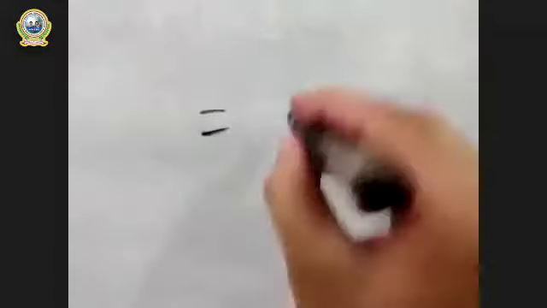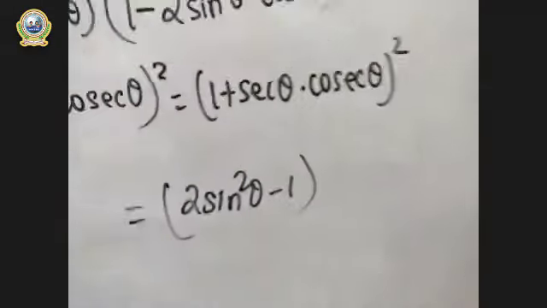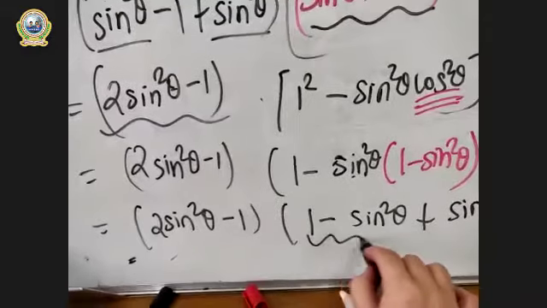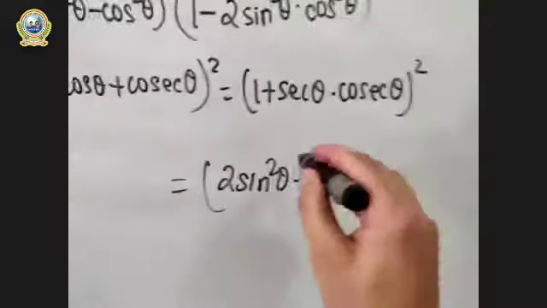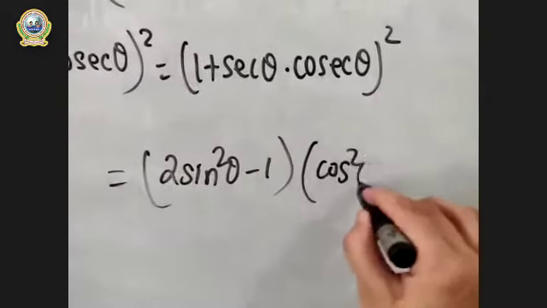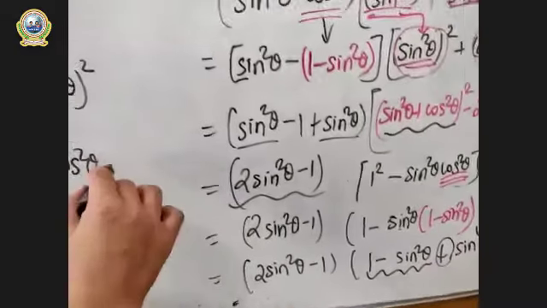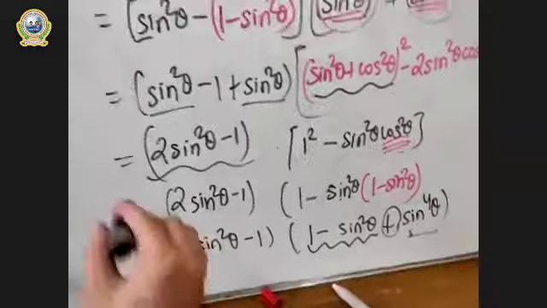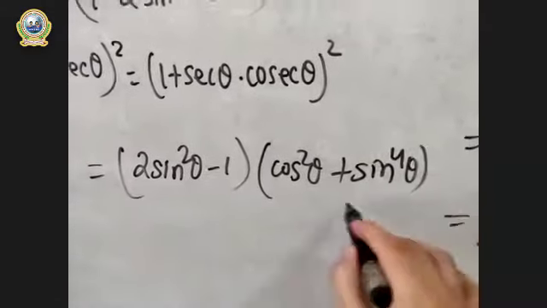Now this will be, look at here. Now this will be 2 sine square theta minus 1 as it is, right? And look at here, here is 1 minus sine square. So 1 minus sine square can be written as cos square, right? So now this will be cos square theta, and the plus sign will be as it is here, plus, and the rightmost part is sine 4 theta. This will be here, sine 4 theta. I think this is our RHS.